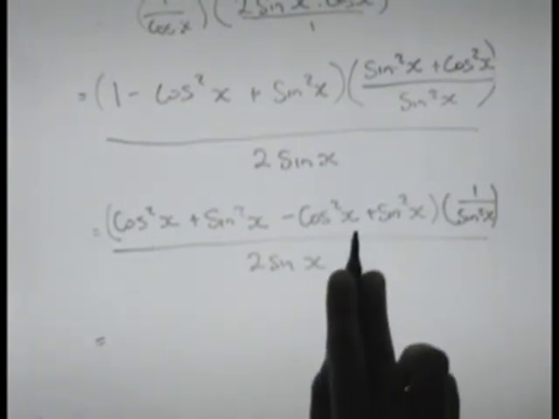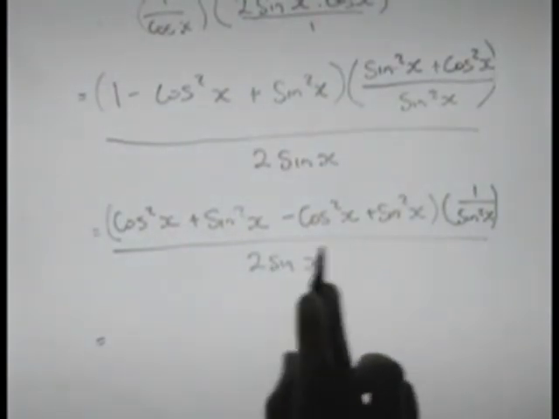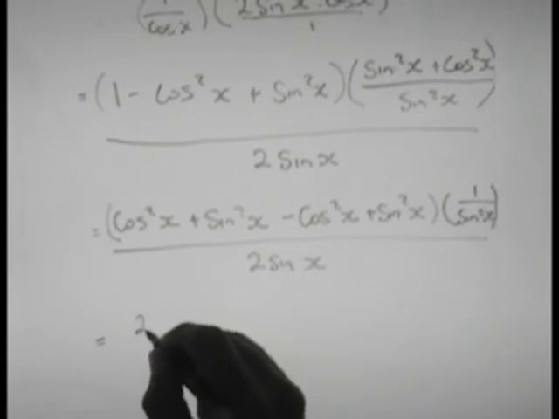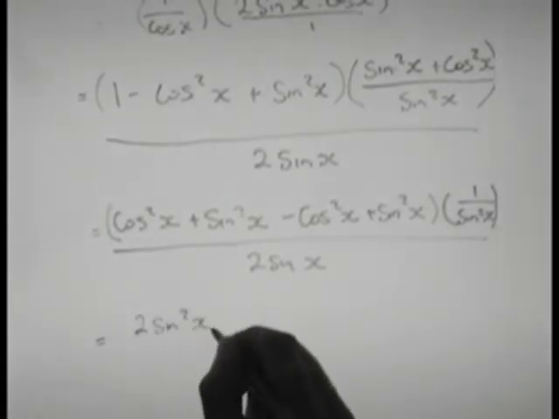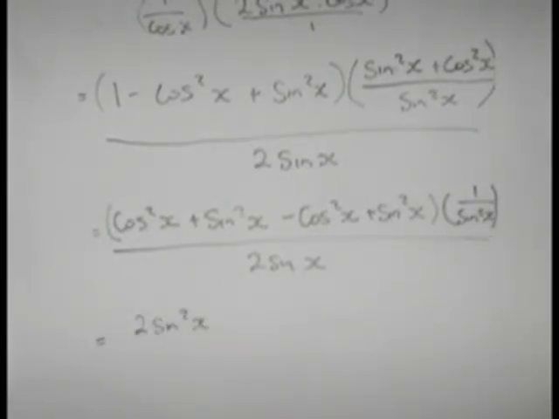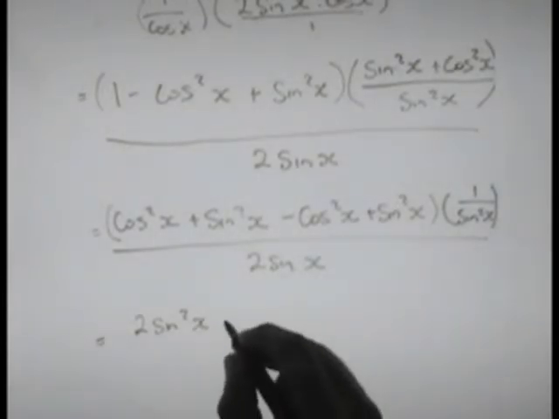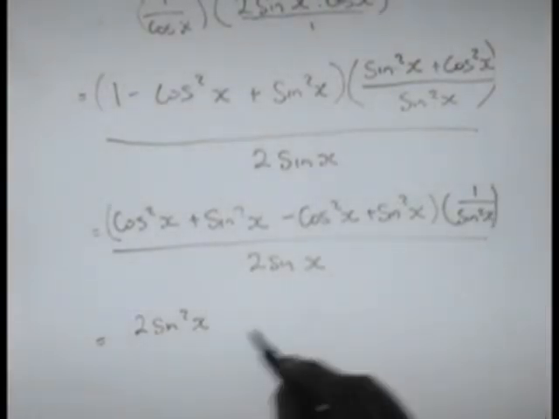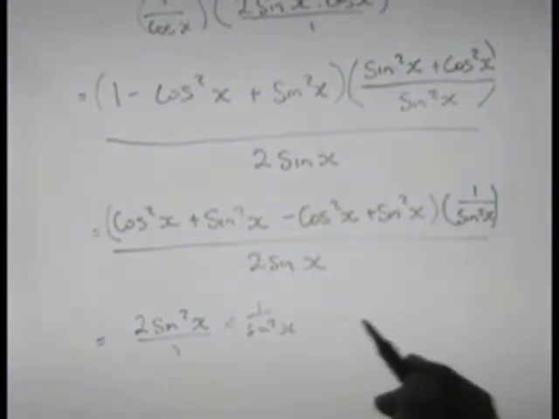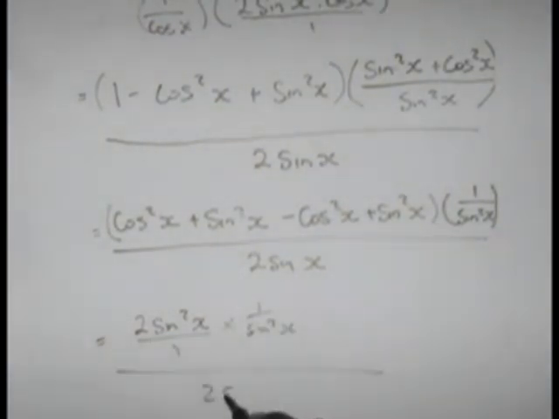Cos squared x minus cos squared x cancels each other out. Sine squared x plus sine squared x is equal to 2 sine squared x multiplied by 1 over sine squared x. Look at this. Times by 1 over sine squared x. That's over 1, isn't it? We've still got it all over 2 sine x.